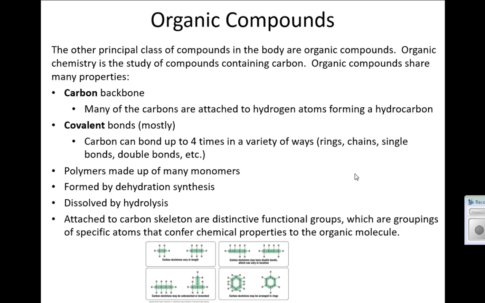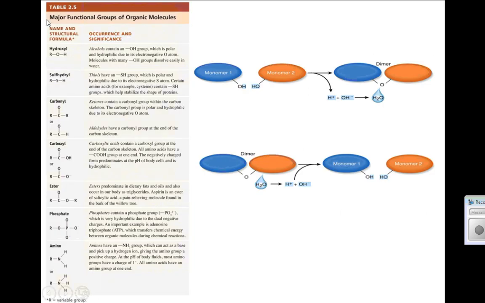Now, attached to the carbons and hydrogens, you're going to have what are called functional groups. These are important because they give special properties and functions to the various organic molecules. A functional group is a grouping of specific atoms. Table 2.5 from your textbook gives a list of major functional groups found in organic molecules. This is not something that you're going to have to know for the test, but some of these we're going to talk about. Amino acids.